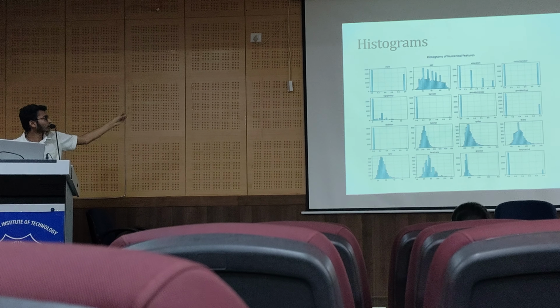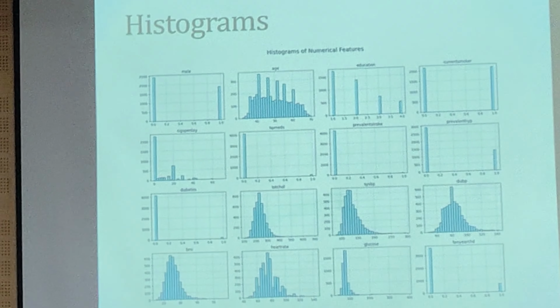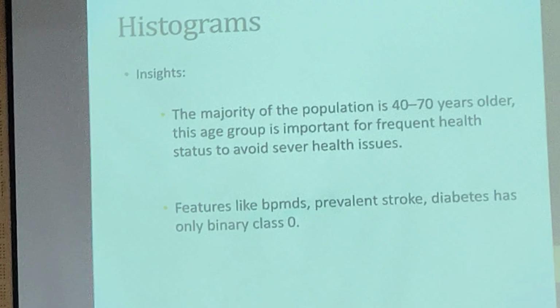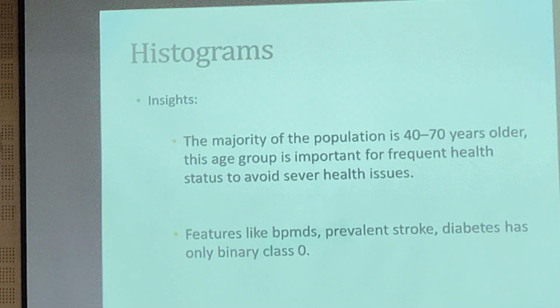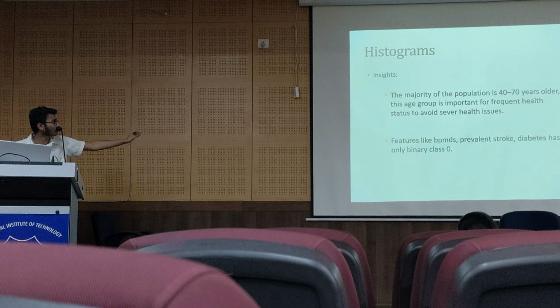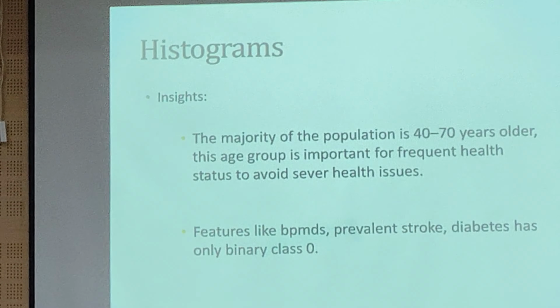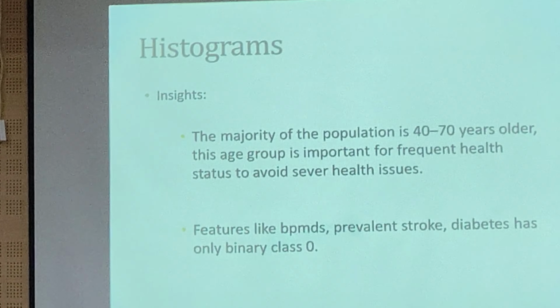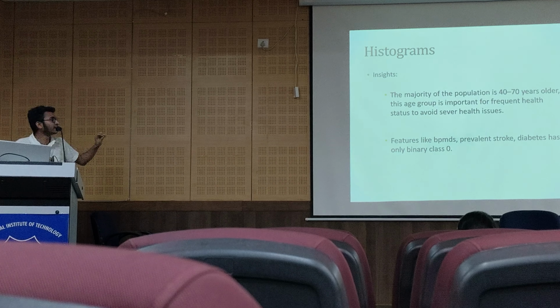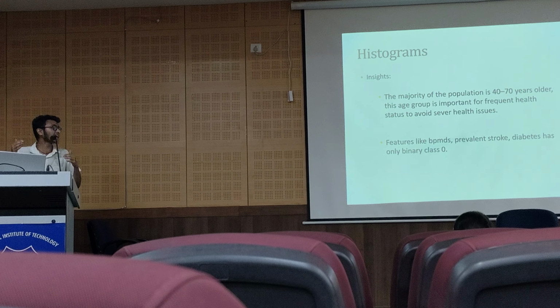And then histograms. In histograms, you will be able to understand the dominance of the two classes. These are the insights. The majority of the population is from 40 to 70 years old, and some features have only maximum values of 0, like prevalent stroke. This means we have a lot of imbalance. It is an unbalanced data set in terms of features, and in terms of the target variable as well.